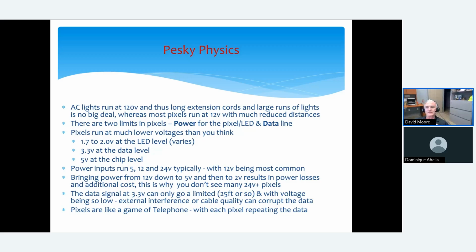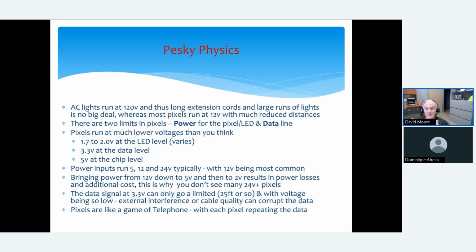What happens is that when you go from the controller to the first pixel, that's your first jump. Great. You have a certain distance you can go, 25 feet. It hits that first pixel. That first pixel typically will repeat the signal, and there are some variations depending upon the quality of the chip and some other factors. But that chip then says, oh, here's my data. I'm going to hear that, and I'm going to slice off my little part of the data, and I'm going to pass it on down the line to the next pixel.